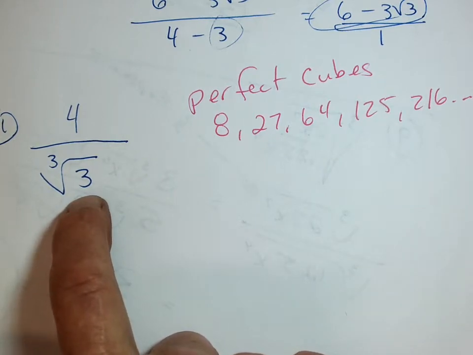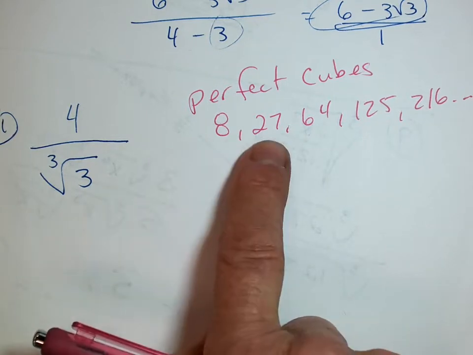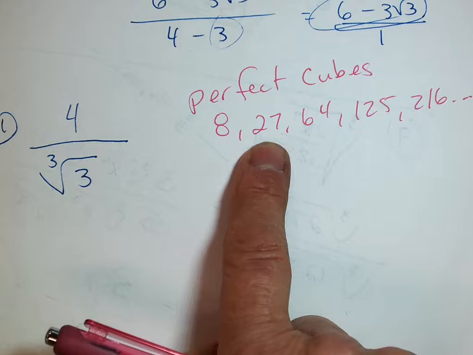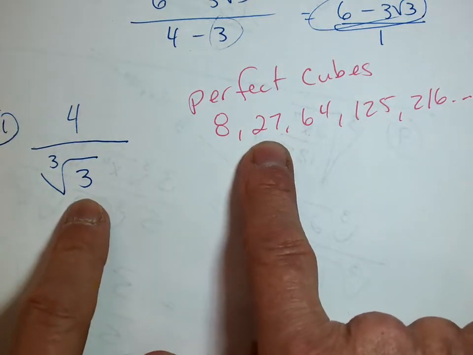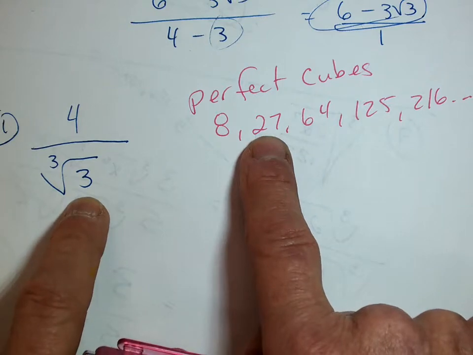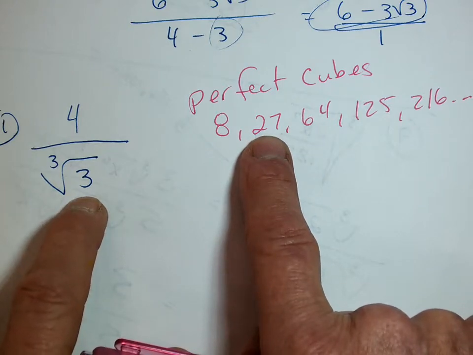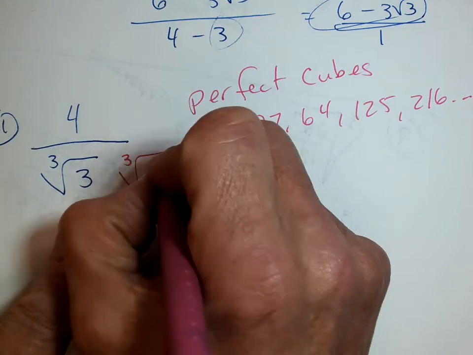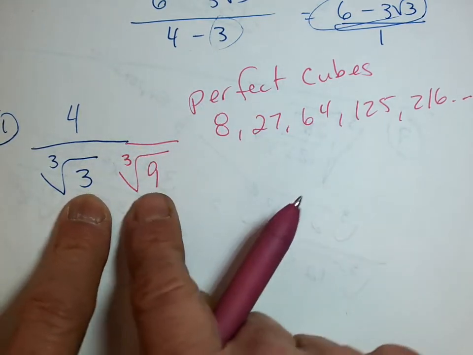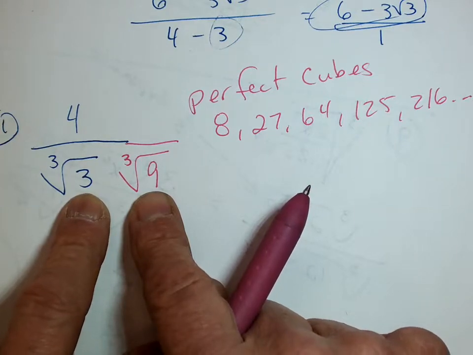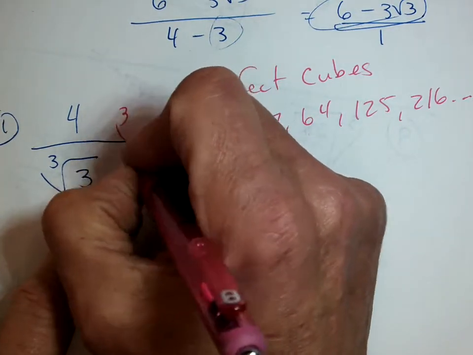Let's make 125. How about we make it 27? We can't really make 125, because then we wouldn't have a perfect cube root. 3 times what is going to make 27? 9. So if I multiply by the cube root of 9, I'd get the cube root of 27, wouldn't I? So multiply top and bottom by the cube root of 9.